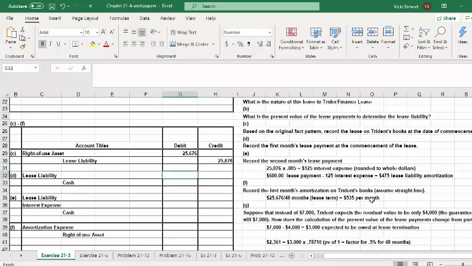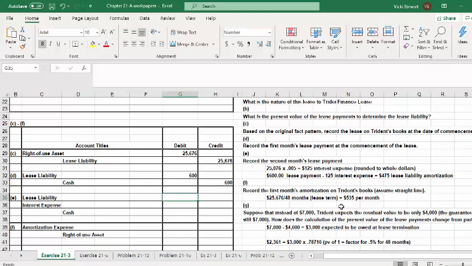Next, it states in the D part to record the first month's lease payment at the commencement of the lease. The problem stated that the lease payments are $600 and that they're due at the beginning of the month. So this is going to be an annuity due. So the first $600 would be debited completely to the lease liability and credited to cash because there would be no interest due on the lease liability at that point.